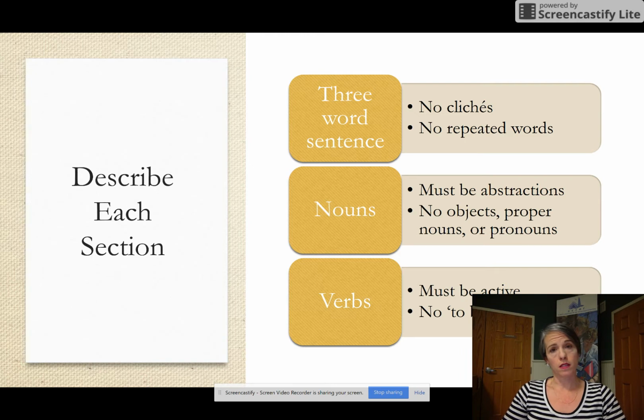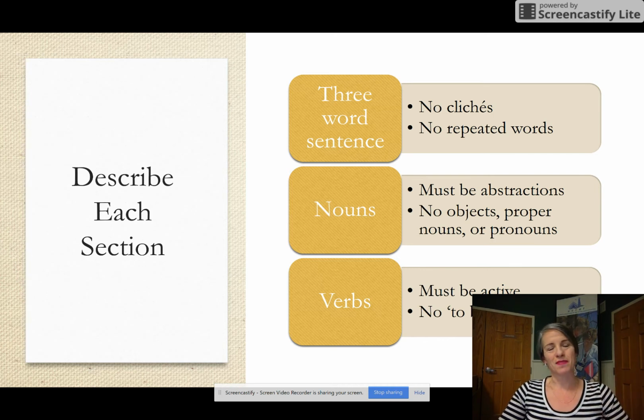So you're writing 3 sentences of 3 words each. And there's some rules. No cliches, no repeated words. I apologize, I'm reading my PowerPoint to you. They have to be all abstract nouns. So your justice, freedom, friendship, rather than proper names or pronouns or concrete nouns, and active verbs, no to be verbs, and no contractions. And there's a reason for this, which we'll discuss in a minute.